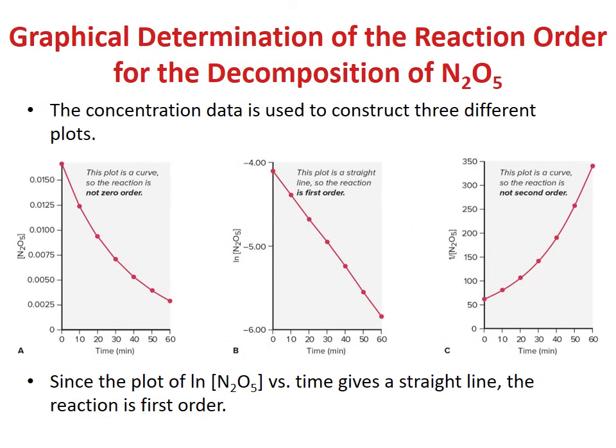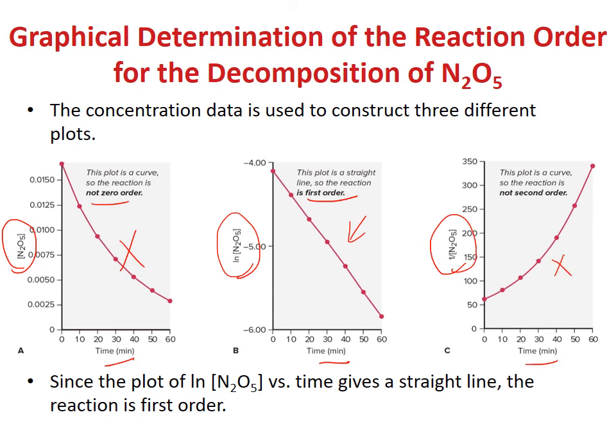So here are the plots, and this is the concentration as a function of time. Now this is not a straight line, so this is not zero order. The second plot is natural log over time, and you can see it's a pretty good straight line. So that indicates it's probably a first order reaction. And the inverse concentration over time is not a straight line, so it's not a second order reaction. And therefore the conclusion is this reaction is a first order reaction.